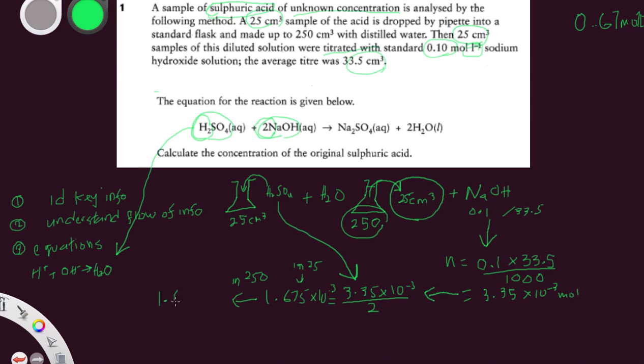Automatically, the answer is 1.675 times 10 to the power of negative 2. Okay, so that's the number of moles in the original 250 cm cube. And this is the flow of information. It's important to take note that all of the hydrogens in this 250 cm cube came from the original 25 cm cube. So the question asked us the concentration of the original sample, and I would just take note that all of this is from the original sample.